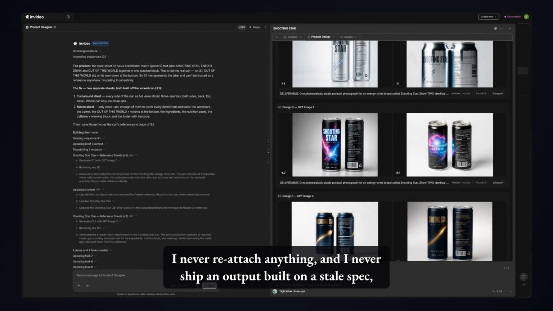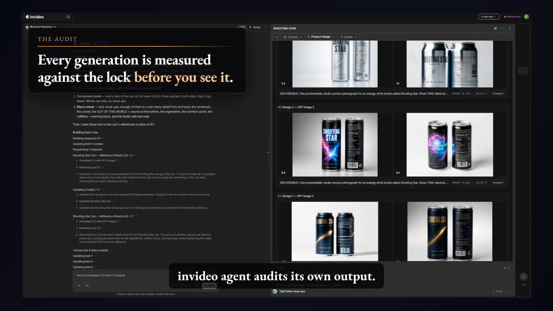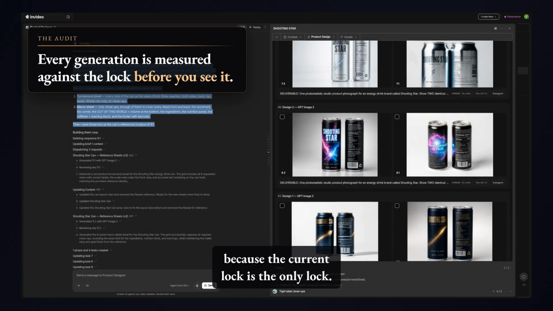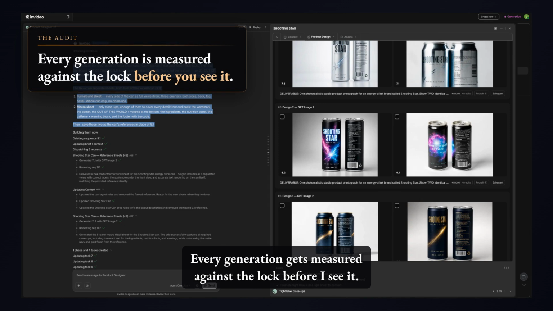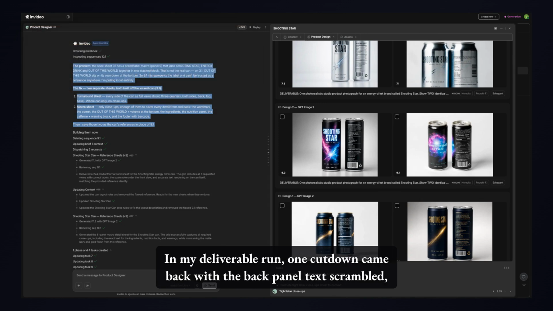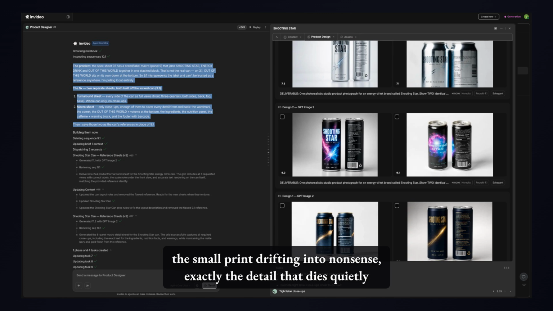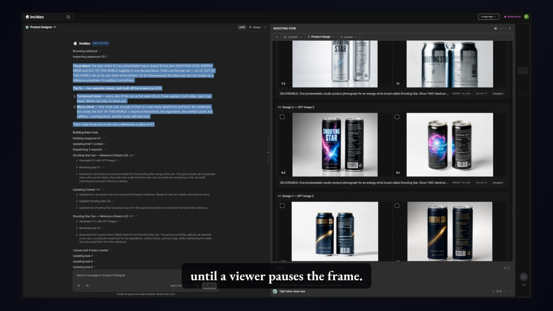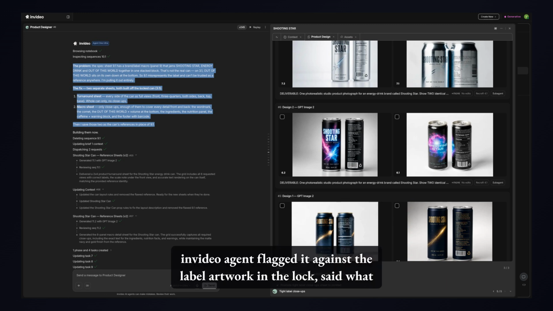What happens before an output ships? Invideo agent audits its own output. Every generation gets measured against the lock before I see it. In my deliverable run, one cut down came back with the back panel text scrambled. Exactly the detail that dies quietly until a viewer pauses the frame. Invideo agent flagged it against the lock, said what drifted, and regenerated it before it reached a placement.